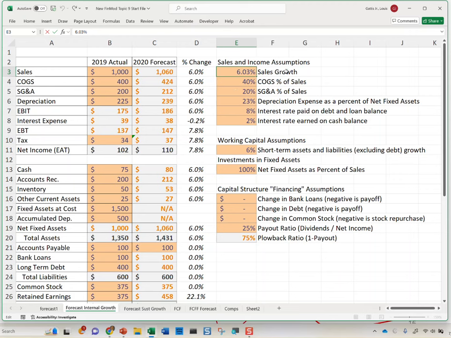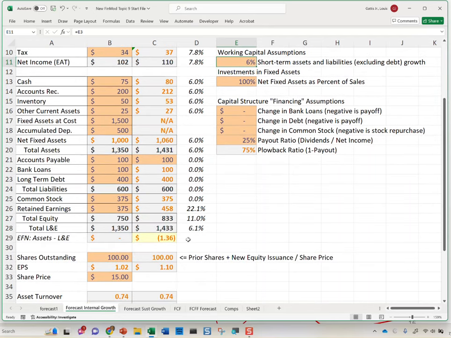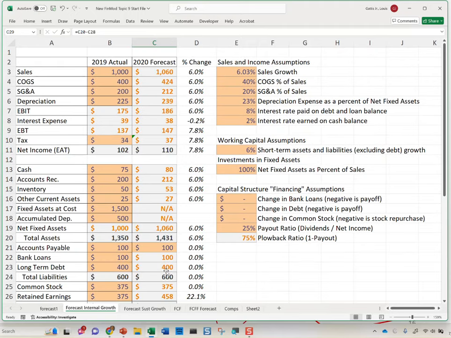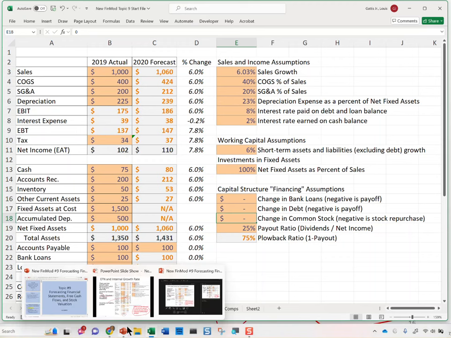Notice I grow sales growth and short-term assets at 6%. When I do that, notice my EFN, it's almost zero. It's close to zero. We'll just say it's rounding. It's $1. So this is how much I could grow without needing new stock or debt. So that's an interesting number to look at.